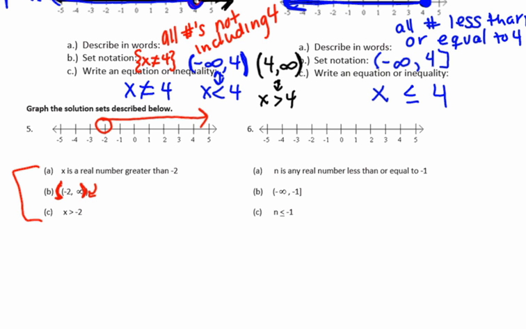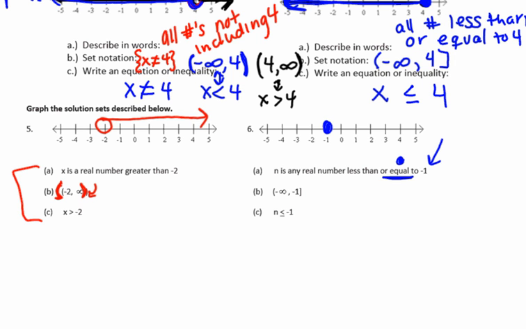Okay, so the next one is pretty similar to what Miss Barley just did. n is any real number less than or equal to. So when I see that equal to, I automatically know that that number is going to be included, so it's going to be a closed circle. That number we're talking about is -1. Go to your -1, and it's closed.